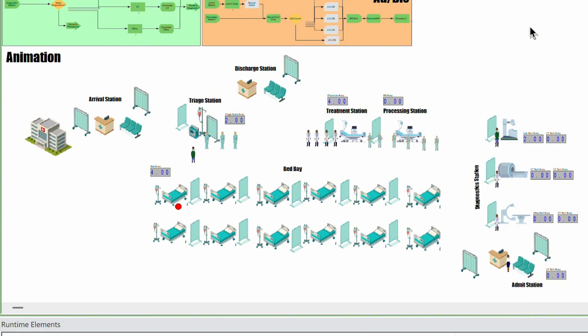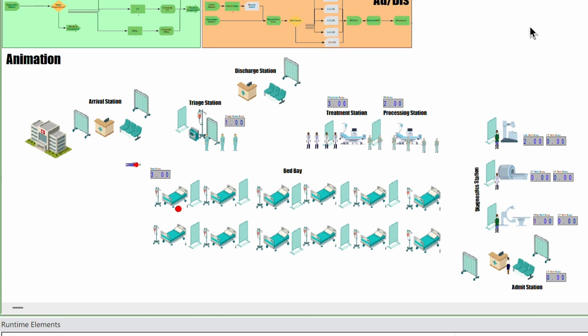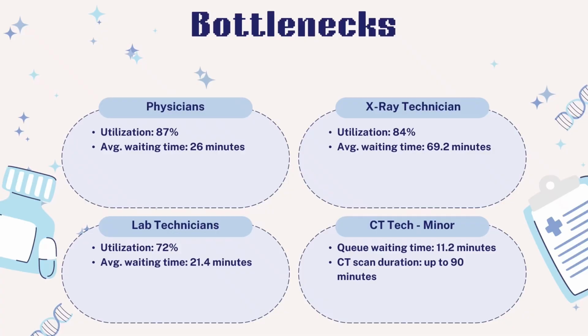After diagnostics, patients return to the processing station, where they receive their second RN nurse visit. Here, the system decides whether the patient will be admitted or discharged. Patients who are discharged move to the discharge station and exit the system. Patients who need admission go to the admit station, where they interact with the admit clerk, and then they leave the system as admitted patients.